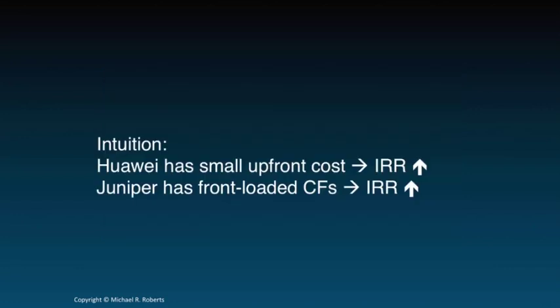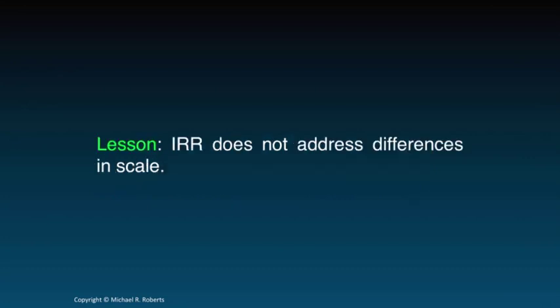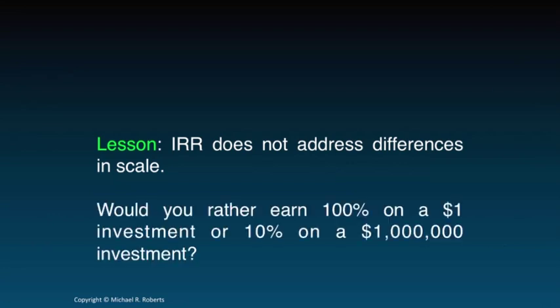What's going on? Well, if you look more closely at the cash flow streams, you can see that Huawei has small upfront costs. That increases the IRR, relatively speaking. And Juniper has front-loaded cash flows, which is going to increase the IRR relative to the Cisco bid. So one lesson is the IRR does not address differences in scale. And there's no better way to emphasize this point than to ask, would you rather earn 100% on a $1 investment or 10% on $1 million of investment? Well, quite clearly the latter. You're going to wind up with a lot more money.